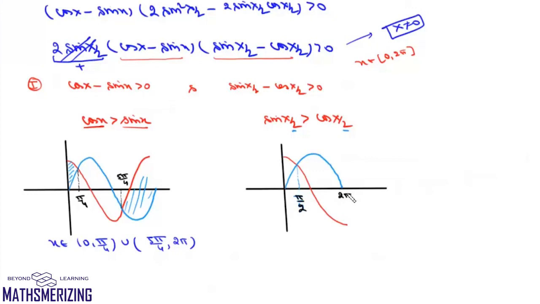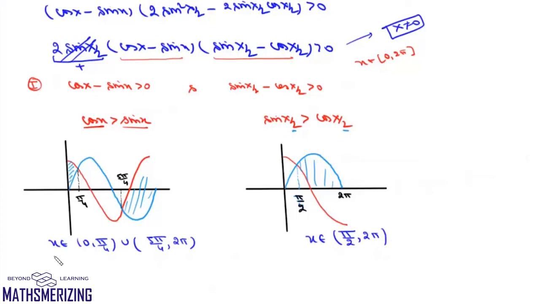Now here we are talking about sin x by 2 is greater than cos x by 2. That is, the graph of sin x should be above the graph of cos x by 2. So that means we are talking about this interval, which is when the value of x lies between pi by 2 and 2 pi.